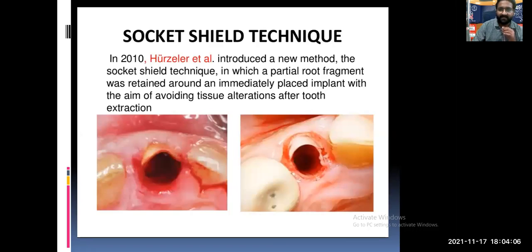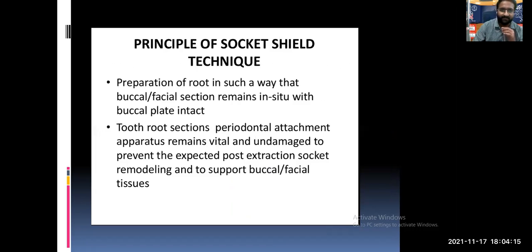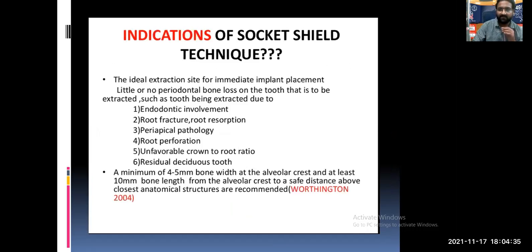What is the socket shield technique? A partial root fragment is retained around an immediately placed implant with the aim of avoiding the tissue alteration after tooth extraction. So what are the principles? The root is retained in such a way that the buccal plate will be intact. The root section's periodontal attachment apparatus remains vital and undamaged, which prevents the post-extraction socket remodeling around the extraction socket.